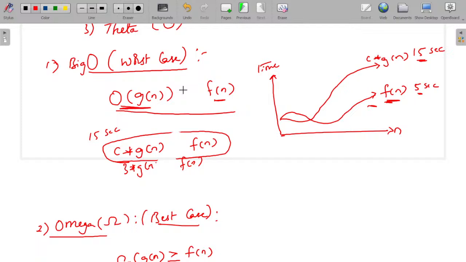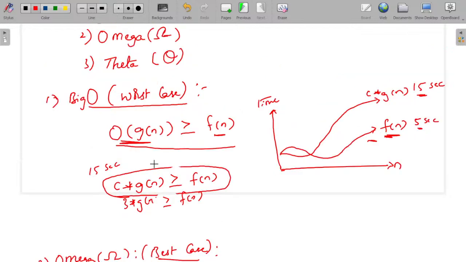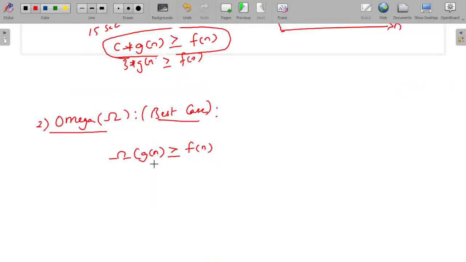So big O of g of n is always bigger than f of n. Here you see f of n is smaller than big O of g of n. So big O of g of n is always bigger than f of n, the reality time. It is always going to take more time than the reality time. As I said, the worst case scenario is going to take big O of n, so it is always bigger than the reality time. I said that it is the best case scenario, right?